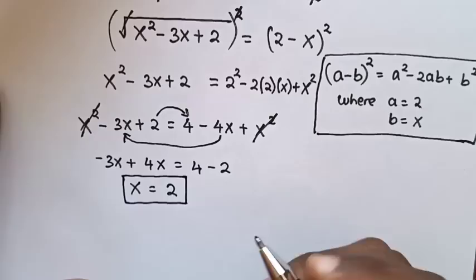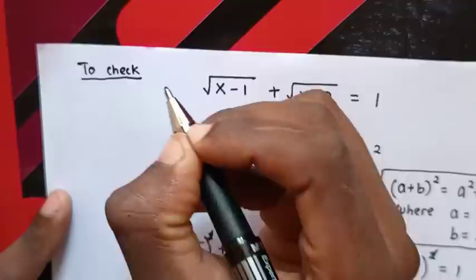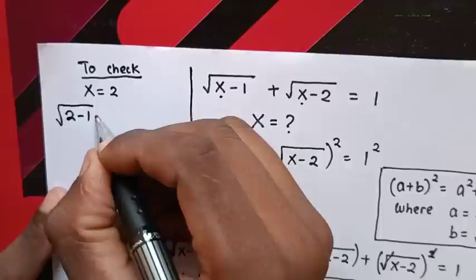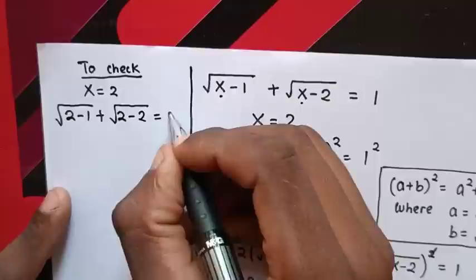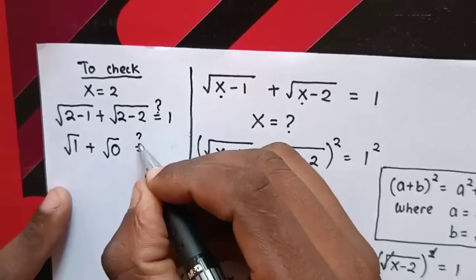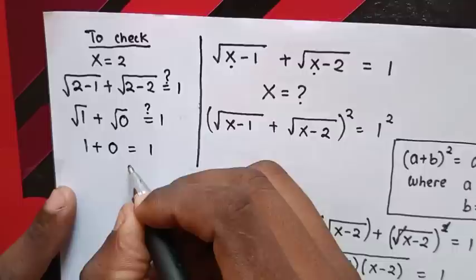Now to check if our answer is correct from our question, we substitute the value of 2 here and here. So to check from x is equal to 2, here it will be square root of 2 minus 1 plus square root of 2 minus 2 is equal to 1. Then here this minus this is square root of 1 plus this minus this is square root of 0. Is it equal to 1? So square root of 1 is 1 plus square root of 0 is 0. This plus this is 1. So it's true for the value of x is equal to 2.